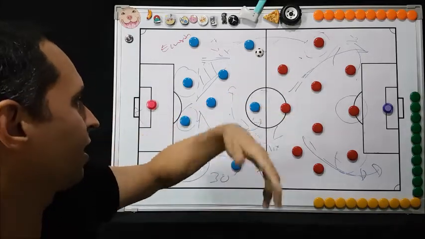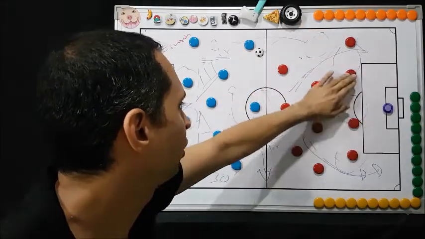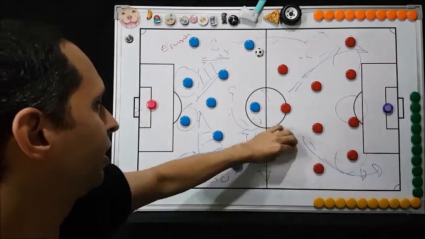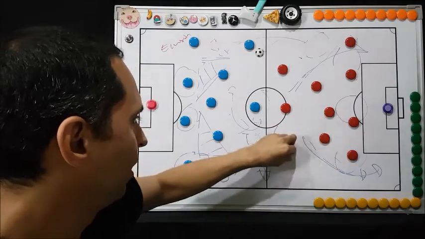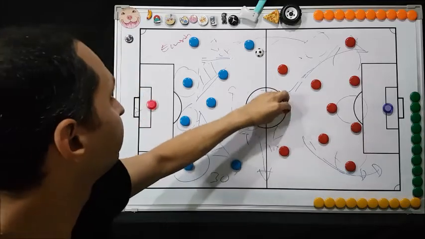But then some changes came. Italy made some substitutions and some tactical changes where they came to play with a 4-3-3.